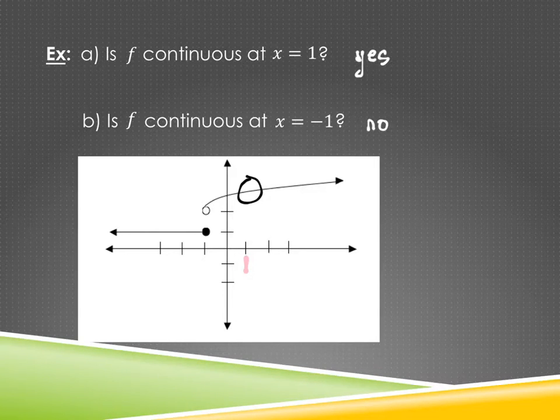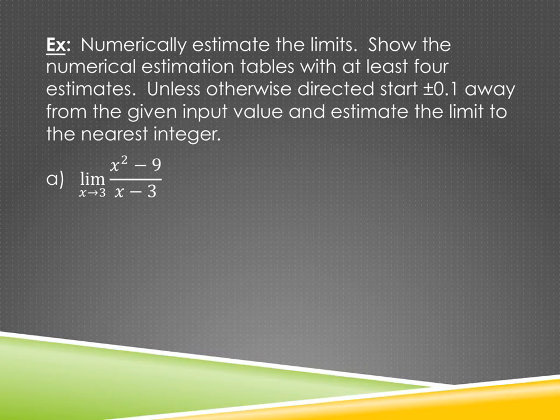All right, we're going to do some tables next. We had started talking about tables in the last section. We're going to continue talking about them a little bit more now. And our tables now, though, are going to approach a specific value, just like the limits are in this section, not infinity. So it says numerically estimate the limits. Show the numerical estimation tables with at least 4 estimates. Unless otherwise indicated, start plus or minus 0.1 away from the given input value and estimate the limit to the nearest integer. Okay, so they give you lots of directions there. Almost overwhelming how many directions they just gave you.